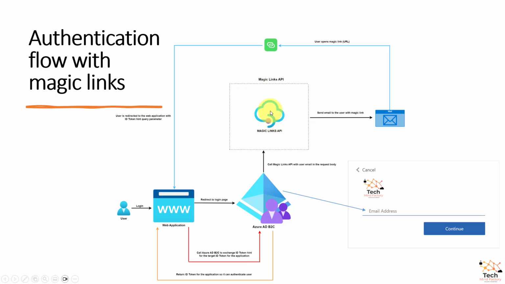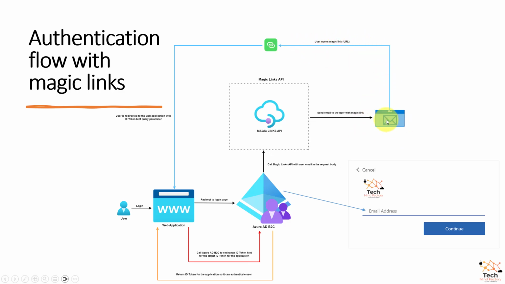And once it's signed, then we are building this magic link URL, which consists of the URL of the application and the ID token hint query parameter. And then we are sending this magic link to the user through email. For instance, in my solution, I'm using the SendGrid service, and I'm sending the magic link in the email to the mailbox of the user. And now what will happen: user opens the magic link URL.